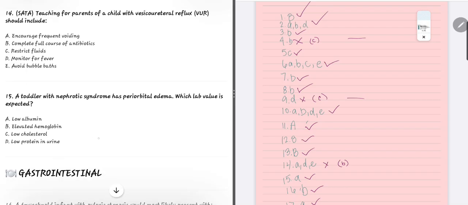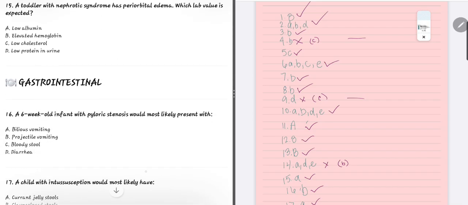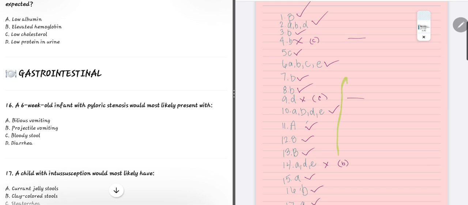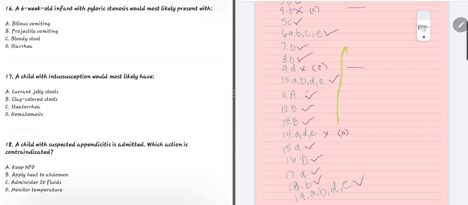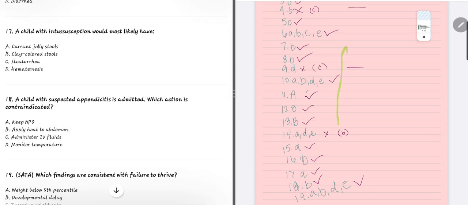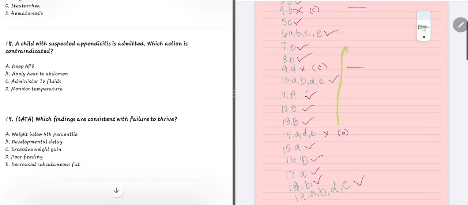15 is low albumin. 16, oops, okay, 16 is projectile vomiting. 17 is currant jelly stools. 18 is apply heat to abdomen. And 19 is weight below 5th percentile, developmental delay, poor feeding, and decreased subcutaneous fat.